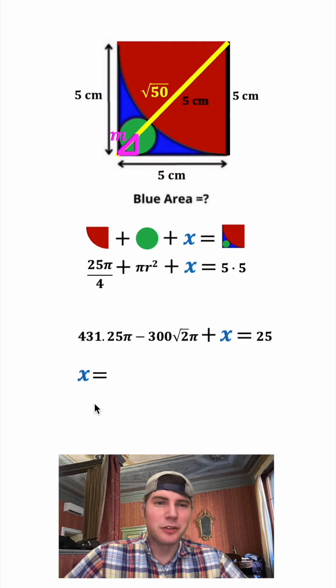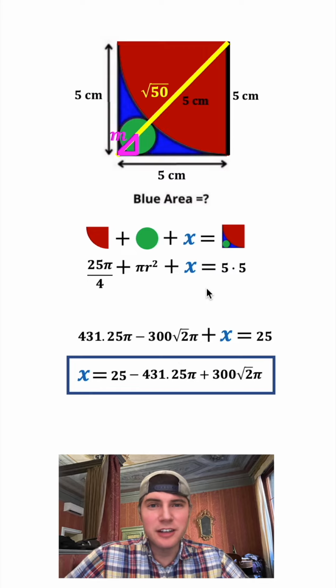And now we're able to solve for the blue x. It's equal to this 25 minus this piece here plus this piece here. So this is the exact value of the area in units squared. And here it is as an approximation. How exciting.